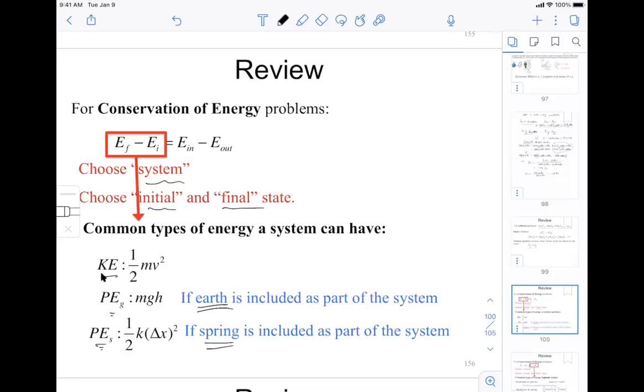Okay, so conservation of energy and conservation of momentum, these two topics will be on our second midterm. Okay, after today, I won't see you for another week because next week is spring break. So I want to announce the midterm.